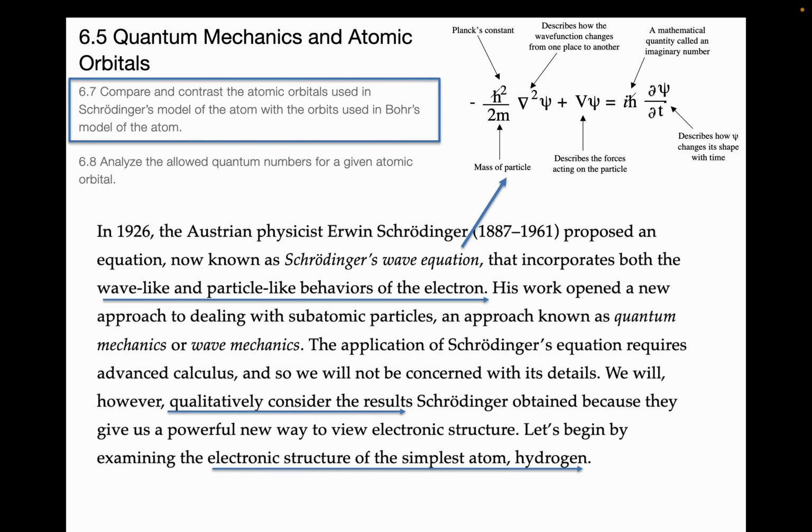If I look within the introduction here, I'm going to see that Schrodinger's model includes both characteristics of the wave and characteristics of the particle when we're thinking about an electron. It's going to incorporate both of those features. We're not going to do any math with this equation, but we want to qualitatively think about the results. What do they tell us? And we're going to begin with looking at the simplest of atoms that we can, the hydrogen atom, where we have just one proton and one electron.